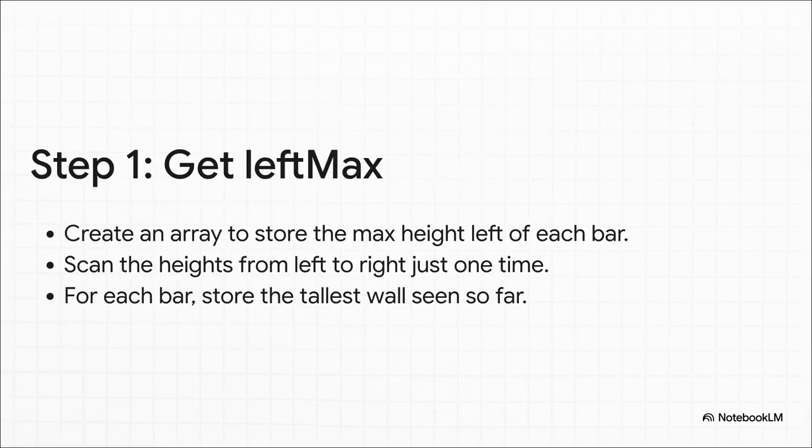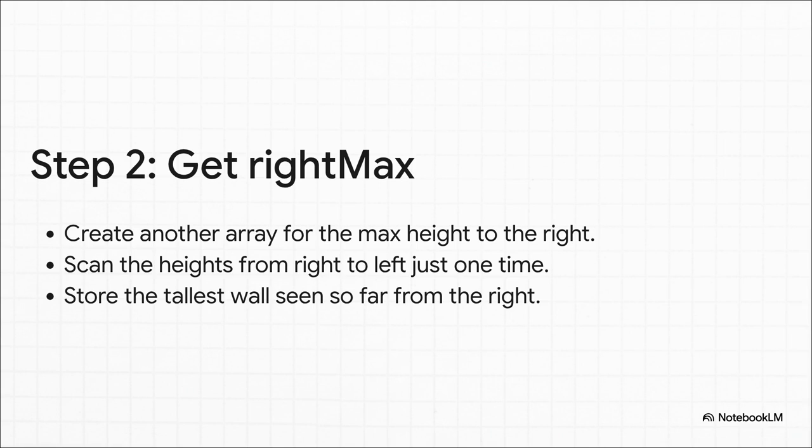Okay, so here's part one of the strategy. We're going to create a new list. Let's call it left max. And all we do is walk across our cityscape one time, just once, from left to right. At every building, we just jot down the tallest building we've seen so far. By the time we get to the end, we have this perfect little cheat sheet with all the left max values. You can probably guess what's next, right? We do the exact same thing, but this time from the other direction.